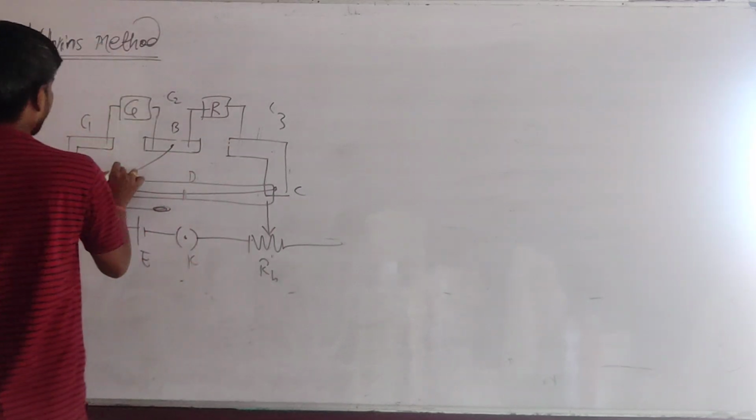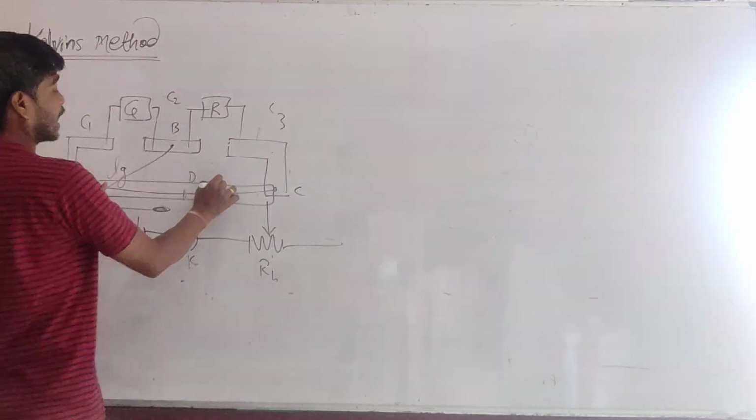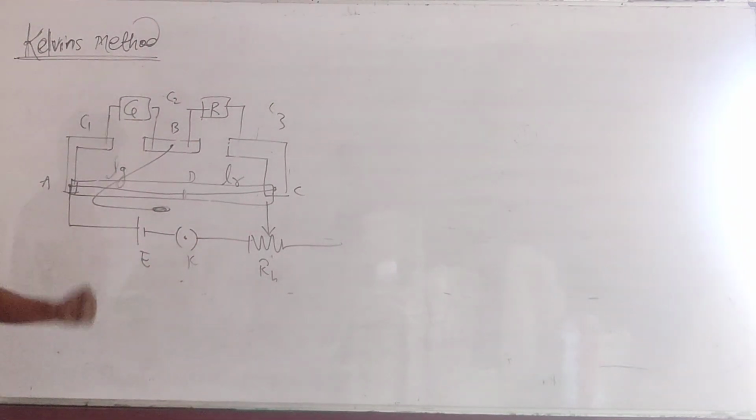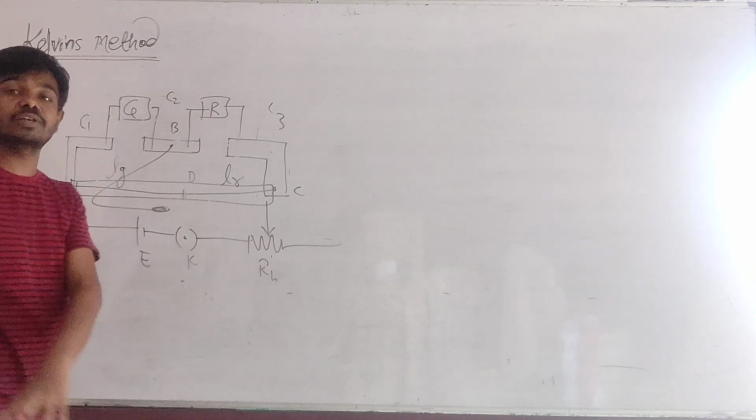Measure the left length of the wire, called Lg, and the right length of the wire, called Lr, by using the meter scale which is attached below the wire. This is the second point of the working.